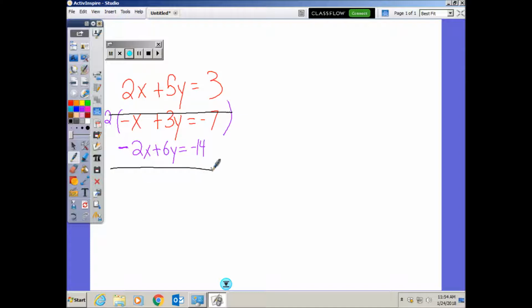2x and negative 2x, they combine to cancel out. It's 0. 5y and 6y combines to get 11y. 3 and negative 14. I have $3, but I need $14. What does a negative 14 mean? I think of it like money because it helps me. So I have to borrow $11 from somebody. If I need 14, and I have 3, I need to borrow 11.